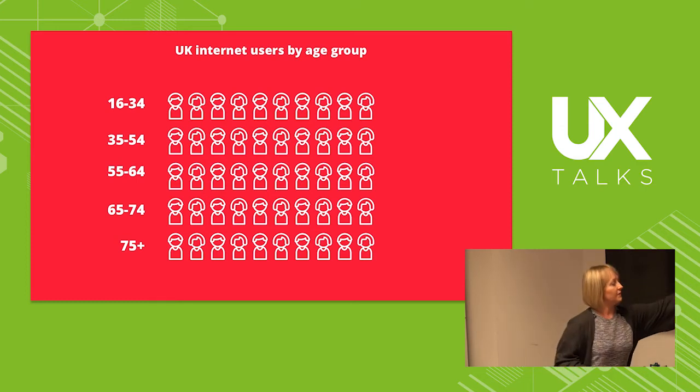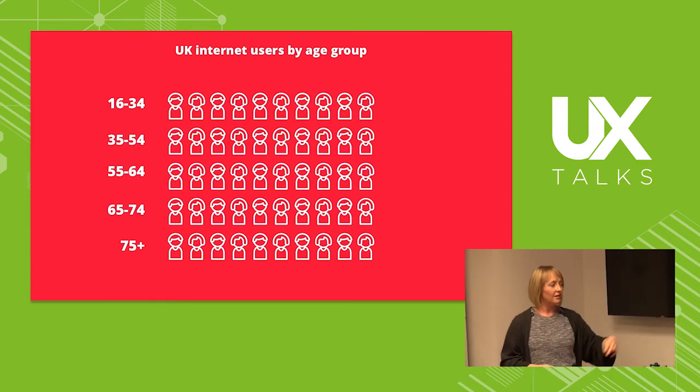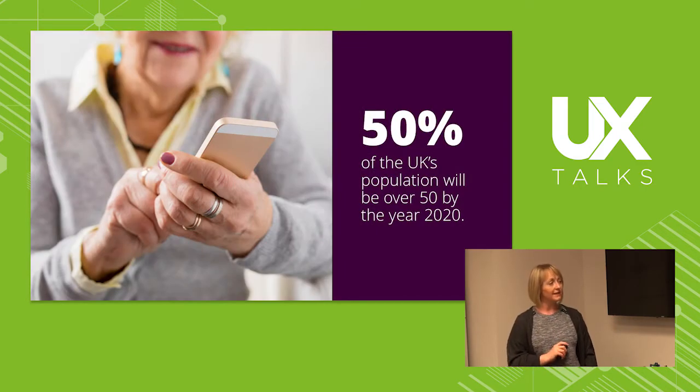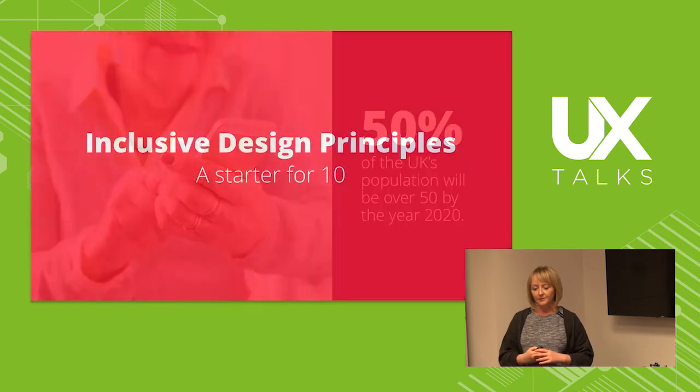And if you look at the 55 plus area of people using the internet, then that also is going to grow. So we definitely need to consider it. So in just 3 years' time, 50% of the UK's population will be over 50. So we can't really ignore inclusive design. It should be something inherent in everything we do.